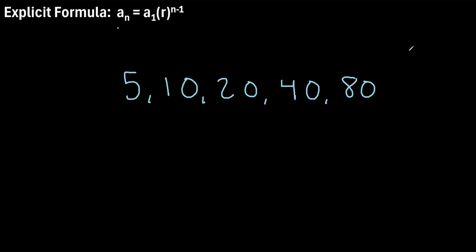The formula that we can use is right here. a sub n is equal to a sub 1 times r to the power of n minus 1, where a sub 1 is just the first value in the sequence, and r is the common ratio between the values.